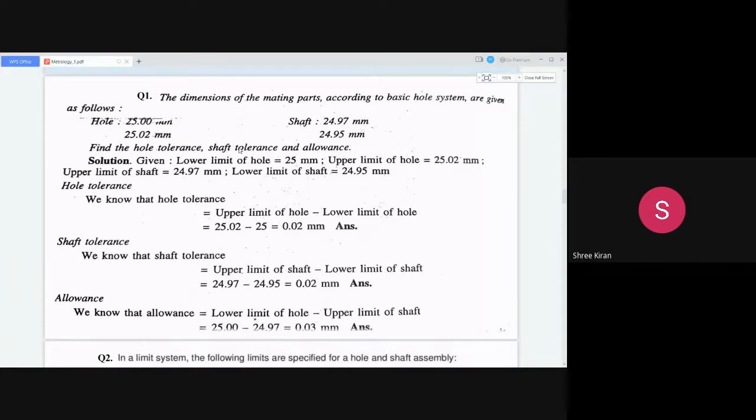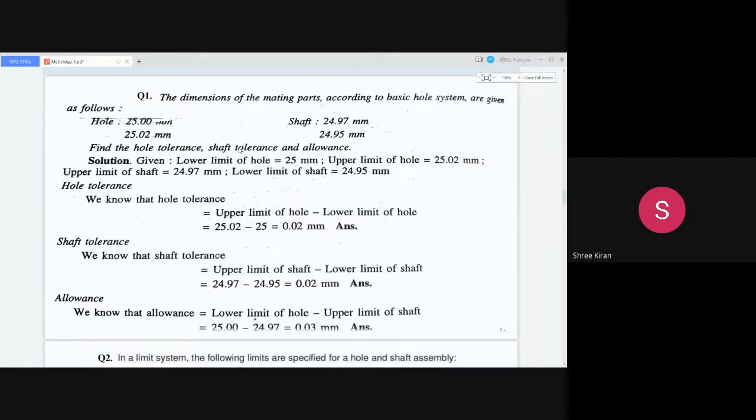So what happens? 25 minus 24, that is 0.03 mm. So in all the cases there will be all, because it is always with respect to precision and accuracy. Okay, precision and accuracy. Now we have discussed terms like hole tolerance, shaft tolerance, and elements.